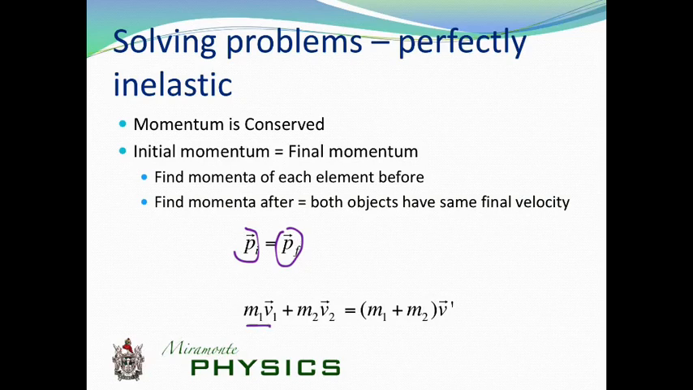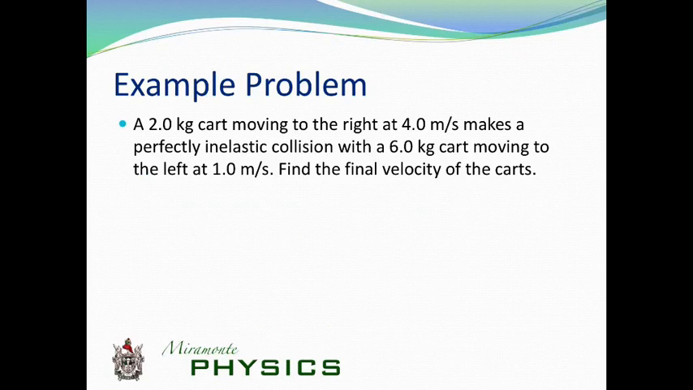So you take the m1v1, m2v2, and know that both are going to travel off together at the same final speed. So here's an example problem. Again, get your notebook, try to write this down, and try to work it out ahead of me. Now, start with me though.